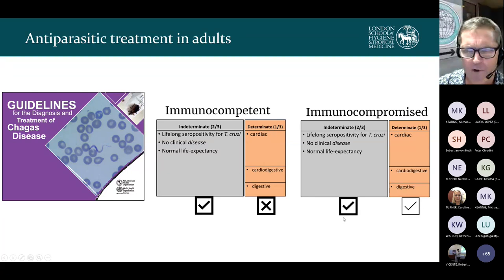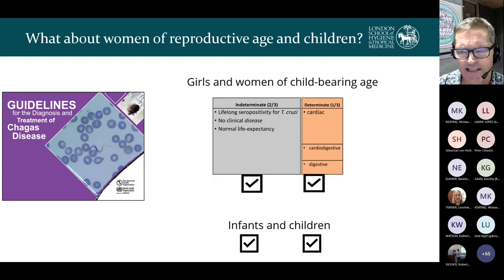We are rather more liberal with those who are immunocompromised because the risk of reactivation is so significant, so most people would tend to offer treatment to people who are immunocompromised, always telling the patient that we can't tell them for sure that that's going to have an impact upon the natural history of disease.